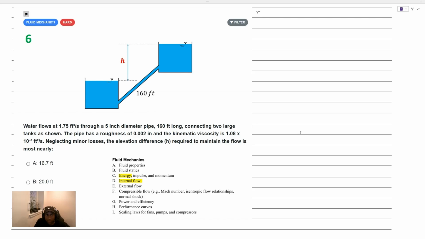In this problem here, we're going to be going over the energy equation and the idea of internal flow, which is really just when flow is flowing through a closed cross-section like a tube or a pipe, as opposed to external flow, which is when we have flow over a body or in an open channel. Let's go ahead and get into the problem.